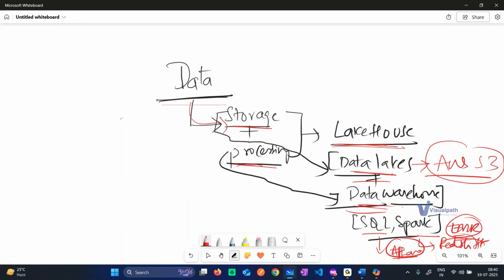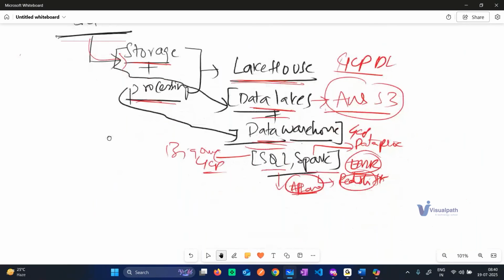If you want it from GCP also, in GCP for data lakes you use the GCP data lake, for SQL we use BigQuery, and for Spark we use Dataproc from GCP. See, process is the same in AWS, process is the same in Azure, process is the same in GCP. The only thing that has changed is the services from the cloud provider.